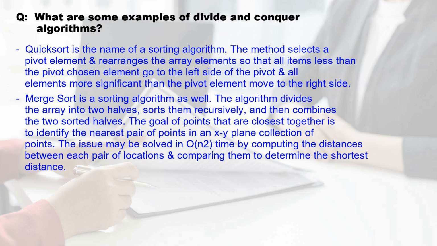The closest pair of points problem is to identify the nearest pair of points in a collection of points in an xy plane. The issue may be solved in O(n²) time by computing the distances between each pair of locations and comparing them to determine the shortest distance.